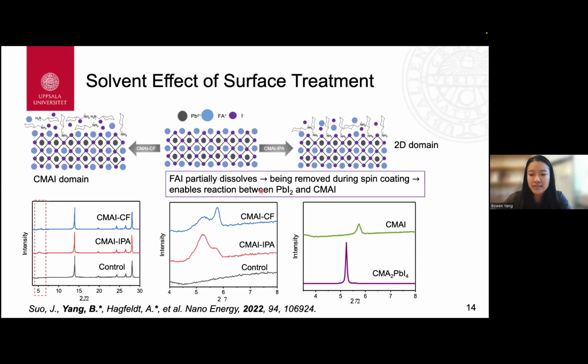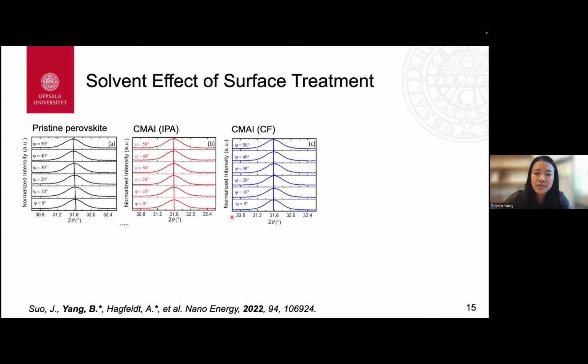Therefore, the resulting vacancies enable a reaction between the remaining lead iodide from the pristine perovskite and the newly introduced CMAI. Therefore, it forms a more pronounced 2D perovskite layer on top. That's why we see different species formed when perovskite is treated with the same surface material but carried out in different solvents. In addition, we also discovered that the distinguished surface reconstruction process by post-treating FAPI with CMAI in different solvents could also influence the residual strain of the perovskite surface, which has been recognized as one of the critical sources for perovskite solar cell instability.